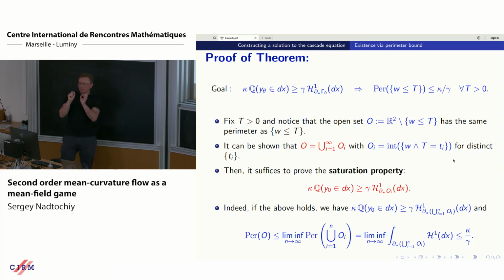So really what we want to prove is that somehow in every equilibrium, it must be the case that the initial locations of particles along the boundary of the set O somehow saturate the boundary. They have density that is sufficiently large. And that's enough now, because the mass of all particles is bounded, so the perimeter must be bounded. Okay?